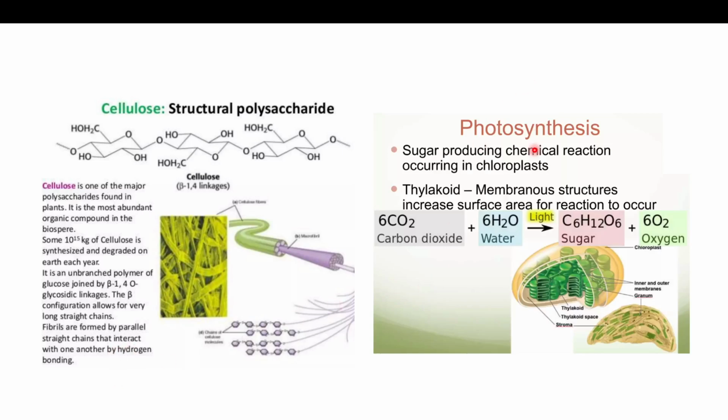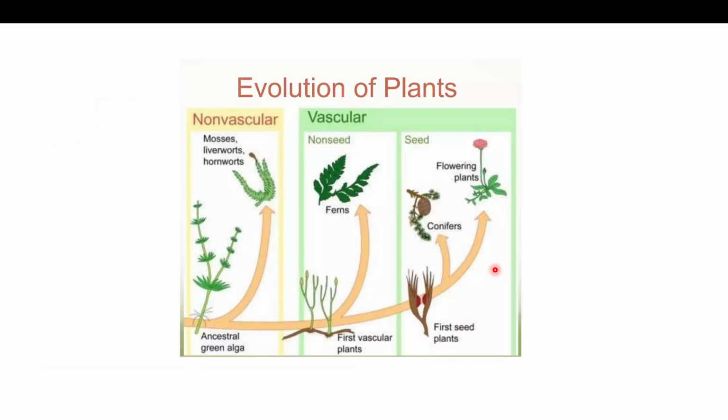And photosynthesis, this is a sugar-producing chemical reaction which occurs in chloroplasts, one of the organelles in plant cells. And this is the reaction. And this reaction actually takes place inside thylakoids, which are membranous structures. This is a chloroplast. Okay. And these are the membrane-bound structures wherein this kind of reaction takes place.